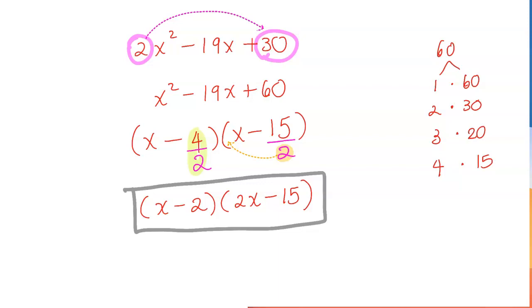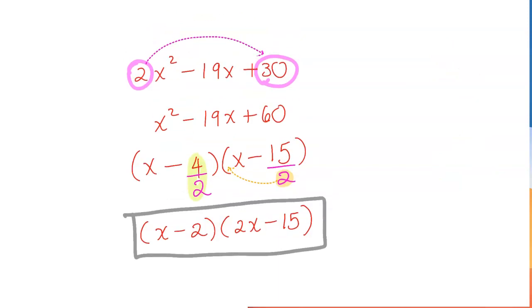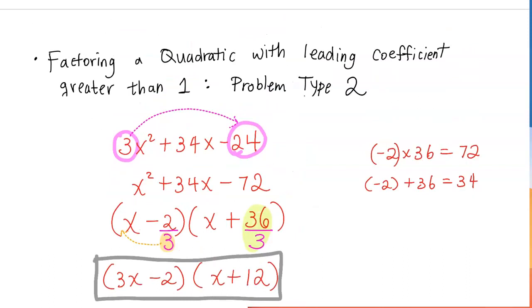I think I'm done. And you know what? The numbers were getting a little bit bigger, but I have good number sense and you have good number sense, so we can do this, okay? All right, that's it for factoring a quadratic with leading coefficient greater than 1, and this was problem type number 2.